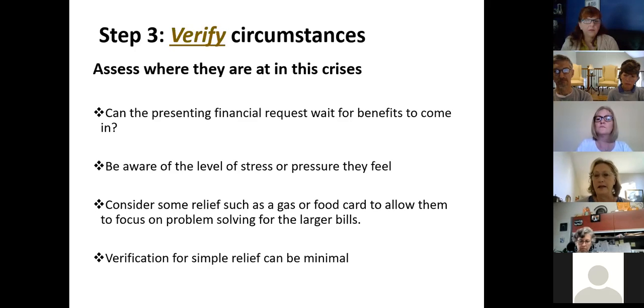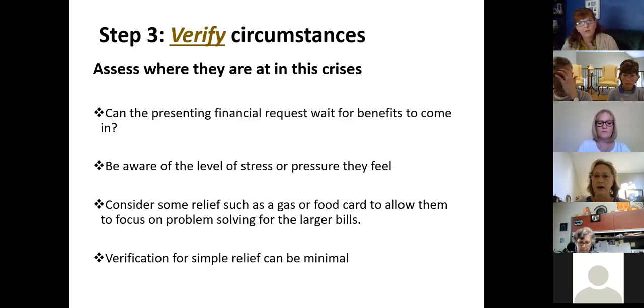I had a lady who is a single mom, and believe it or not, she makes a lot of money as a waitress and she has quite a high rent. And she said, I have never been behind on a bill and I don't know what to do. I can't pay for anything. She was panicked. She said, I have zero income. So she needed to talk through all those feelings before I started gathering the information to see whether she was eligible for something.